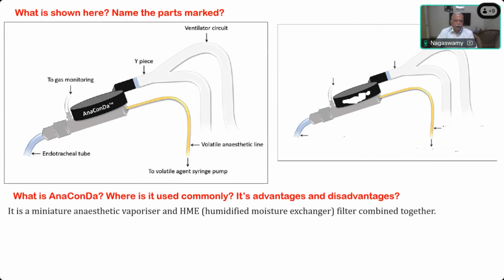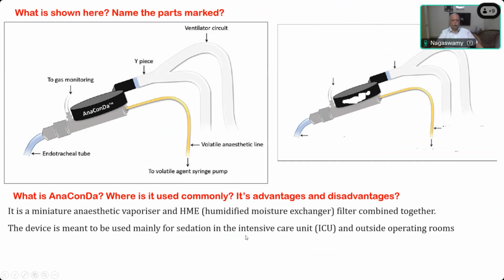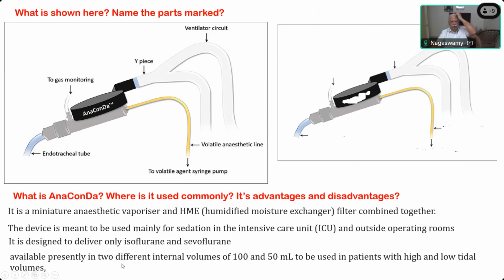What is commonly used? It is a miniature anesthetic vaporizer and an HME, heat and moisture exchanger filter, combined together. So this is nothing but a combination of a miniature vaporizer with an HME filter. Both are combined together, mainly used for sedation in the intensive care unit and outside operating rooms. It is destined to deliver only isoflurane and sevoflurane. Only two agents can be used with it, and it is available presently in two different internal volumes, 150 ml and another, to be used in patients with high and low tidal volumes.